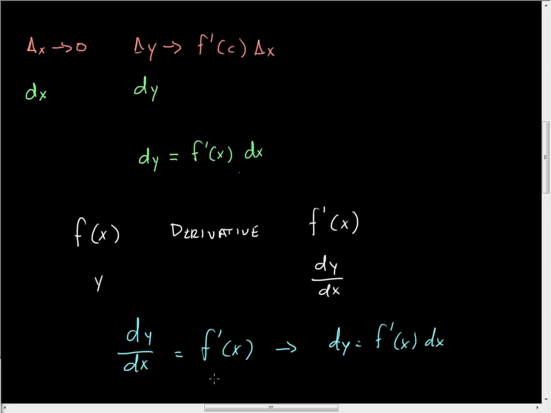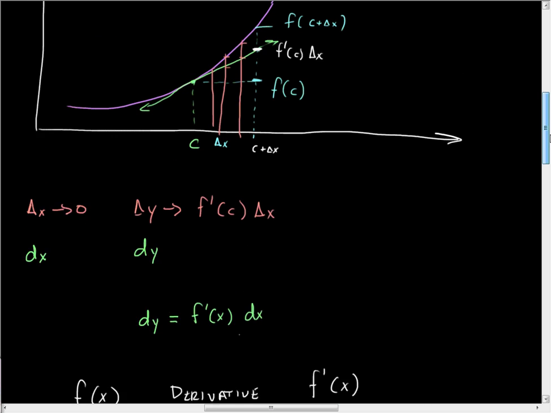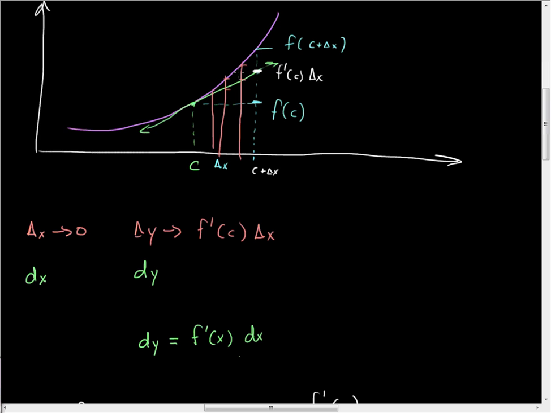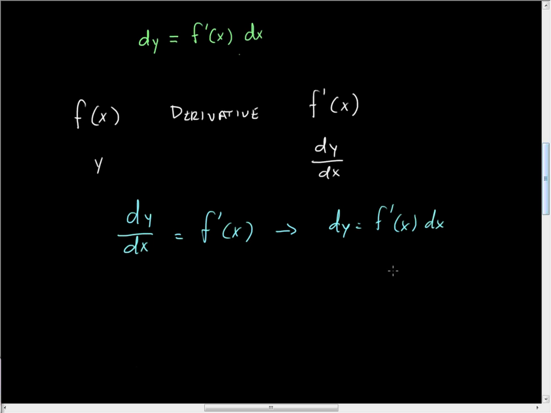So this is really what we're getting at, this idea of as we squeeze down, as we approach this magical value c, we're going to get a better and better approximation. And this is our better approximation right here: dy is equal to f prime of x dx.